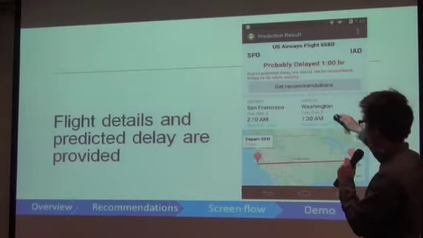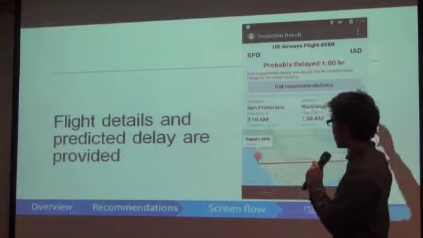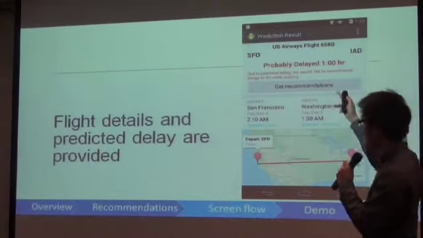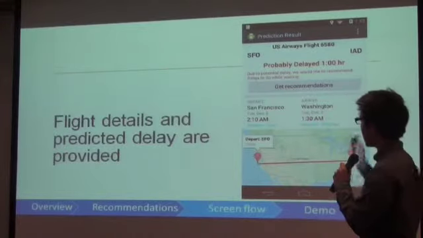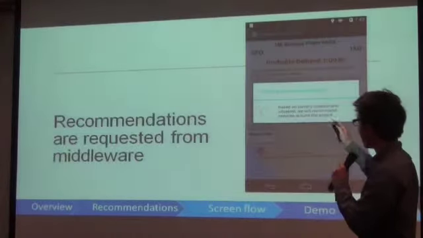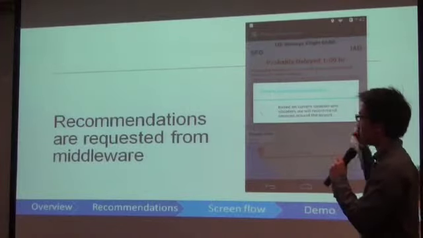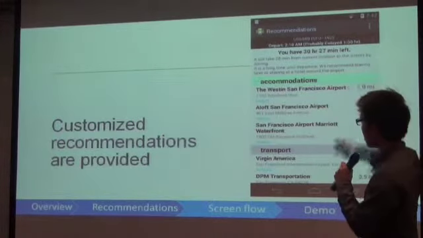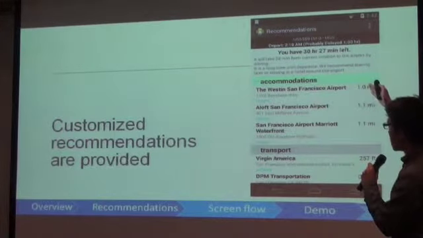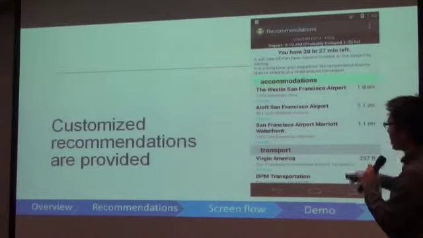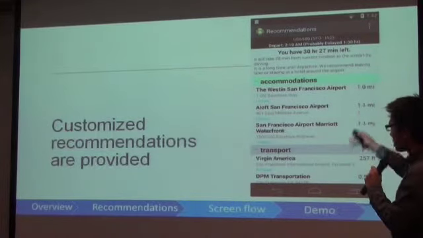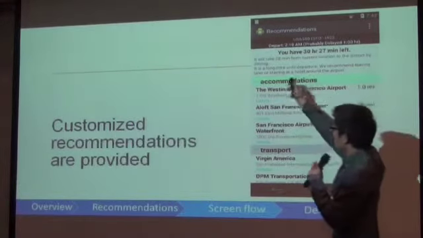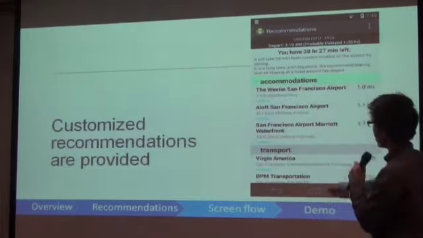Here is what it looks like for the prediction result. It will show the flight itinerary with the predicted delay and the map. Once the user clicks on the get recommendation button, it will get the current user location and ask some questions depending on the situation. After that, this is the recommendation result. This is from the middleware using the Yelp API, which will show everything to do around the airport, the timer, the time left, the current traffic situation, and what the user should do.